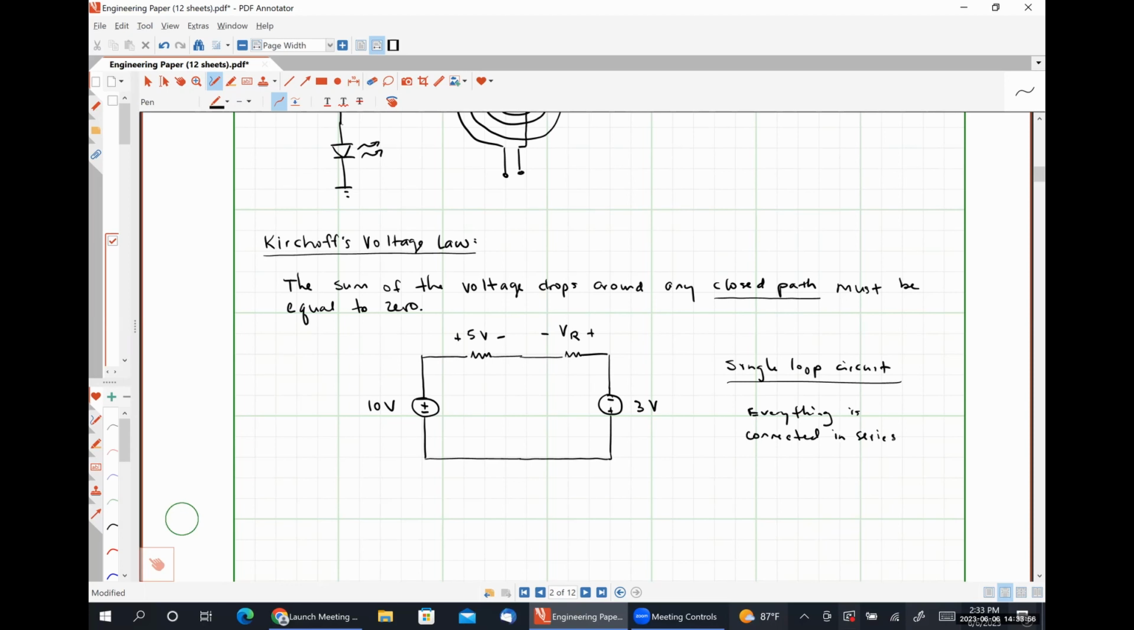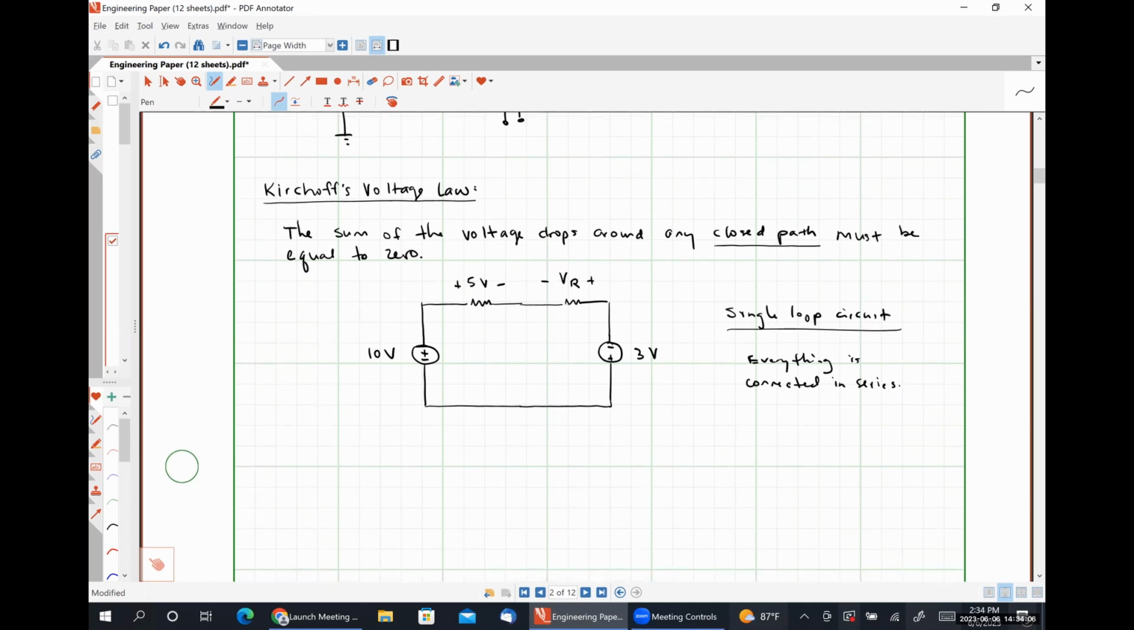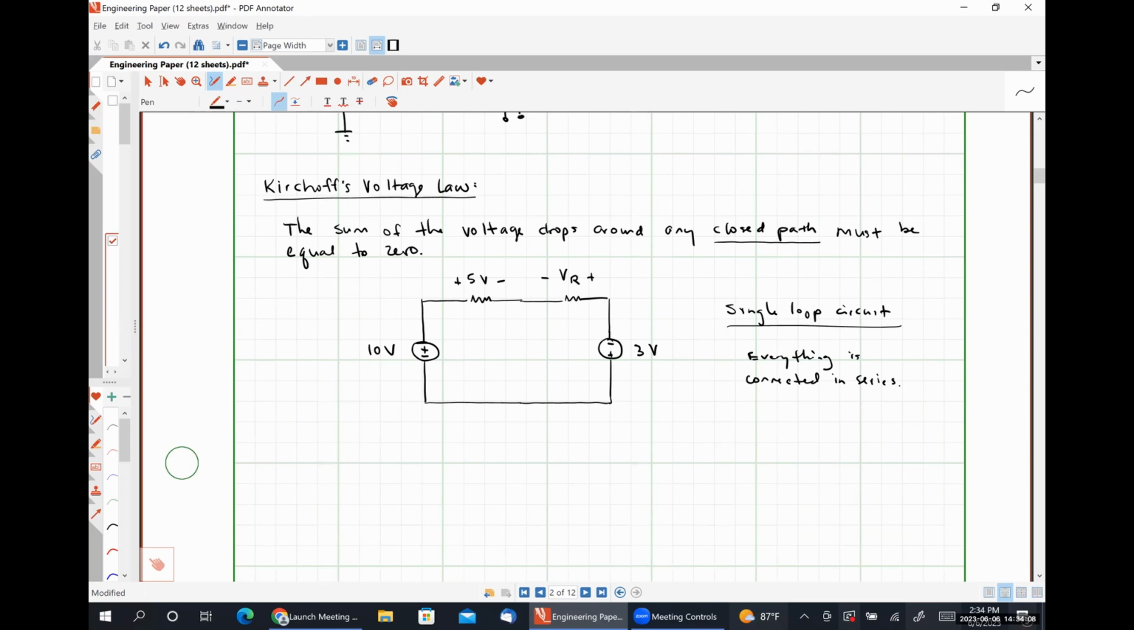Whenever we have a single loop circuit like this, Kirchhoff's voltage law is usually a good place to start trying to analyze things. If we were trying to solve for this unknown voltage VR, we could write a Kirchhoff's voltage law equation around this loop, and we'd find that VR is the only unknown voltage that we have. So I'm going to detail to you how I write my KVL equations.